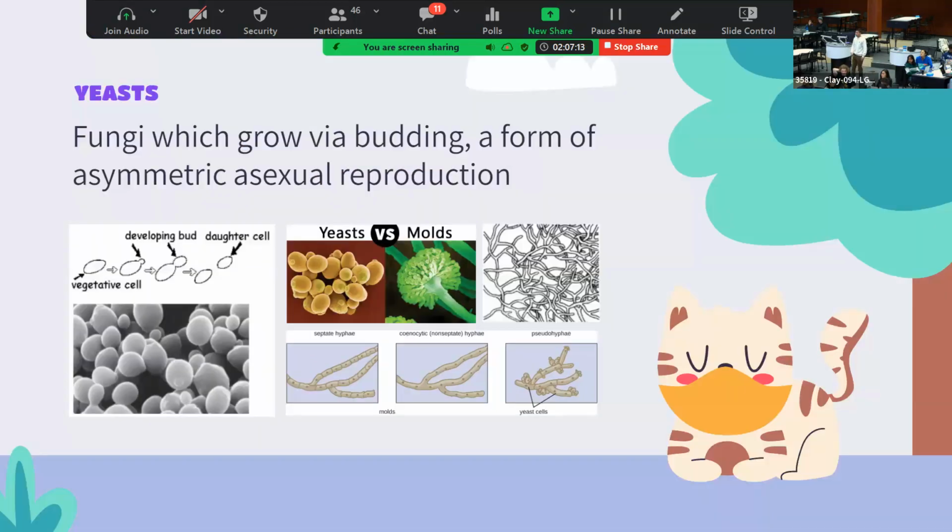In terms of yeasts, they grow via budding instead of extending hyphae, and that's a form of asymmetrical reproduction. So this is different from binary fission. You can see it's asymmetric in the left image. They can also form something that looks like mycelium by forming pseudohyphae. They're still discrete yeast cells, they just look like mycelium.